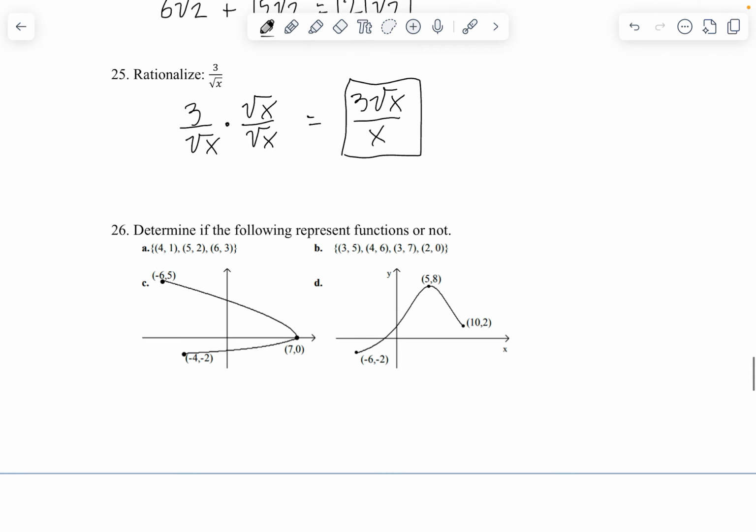Okay, 26. Determine if the following represent functions or not. The first two are just sets of ordered pairs. It's a function if all of the x values are different. It's not a function if you have any repeat x values, right? So we start with A. If you look at the 3 x values, they're all different. So that one is a function. Oh, sorry. I didn't mean to write that. A is a function.